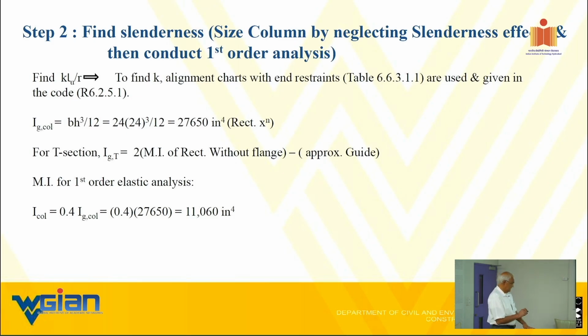So you will see that. Please see that here. KL over R, that is the end constraint. They're all defined for you in chapter 6. The first order analysis, this is what I'm talking about. The reduction in the gross moment of inertia for the column is 0.4 due to bending effect resulting in cracking at the service level. Please note, this is a guide. For a T-section, use 2 times the moment of inertia of the rectangle with a flange. That's a guide.